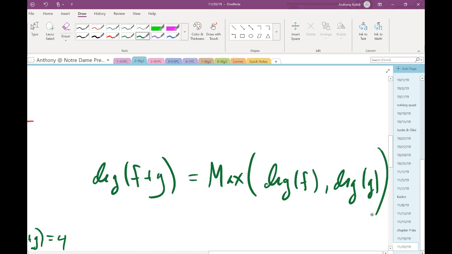Now, we've written an equal sign here. Is it always going to be equal? No. What else could happen? Could it be bigger or could it be smaller?